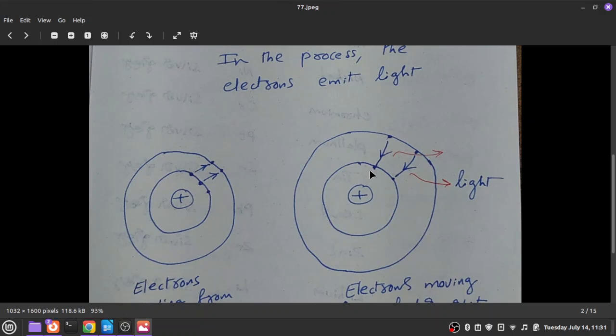So what I say is, how light is produced is when electrons are moving from higher orbit to lower orbit, from a higher energy level to a lower energy level, they release the energy in the form of light. That is the point you have to note.